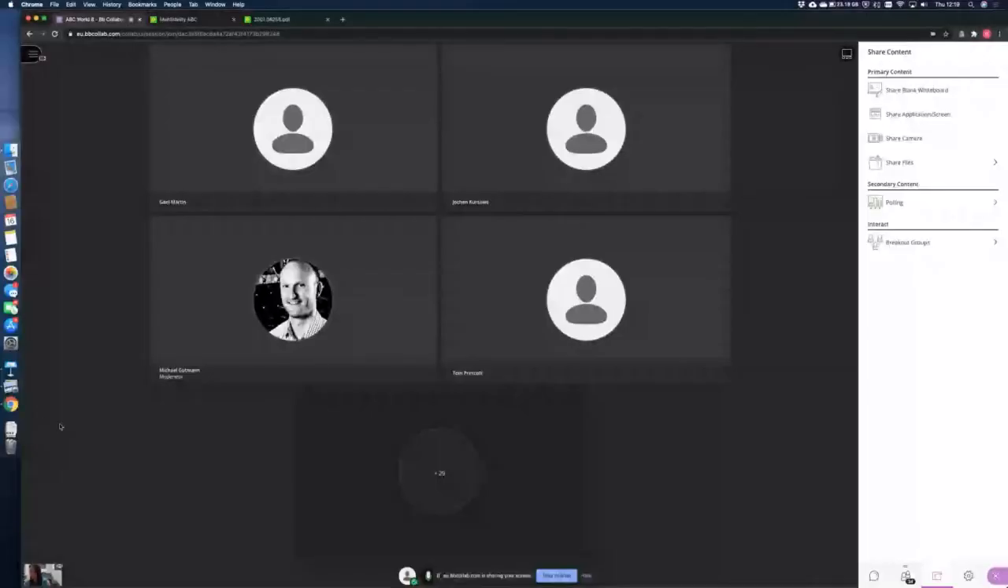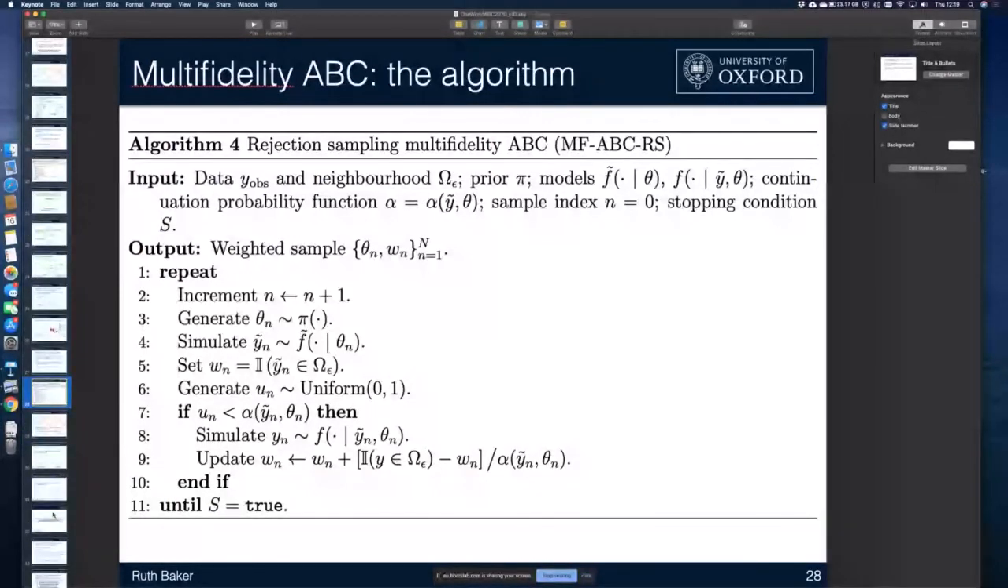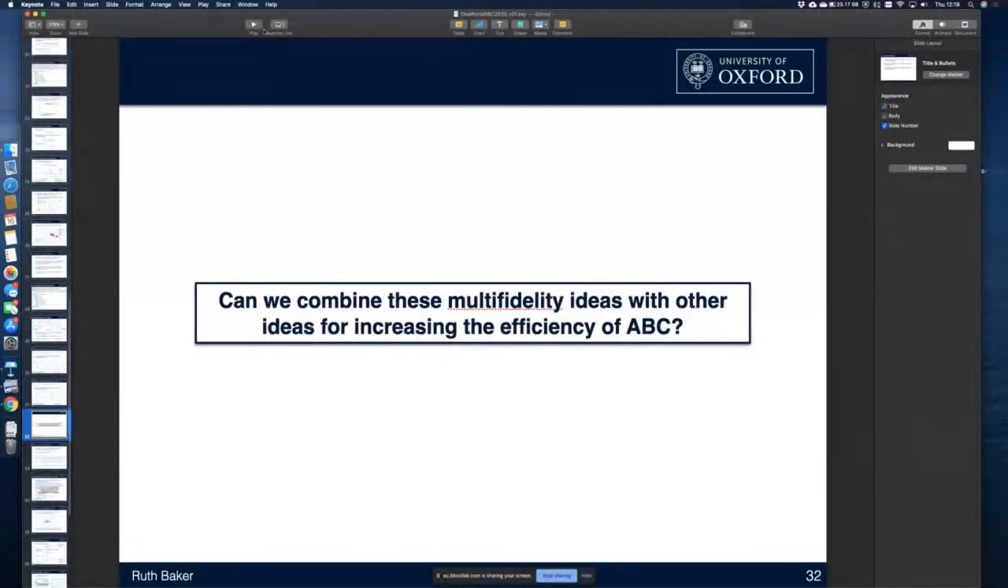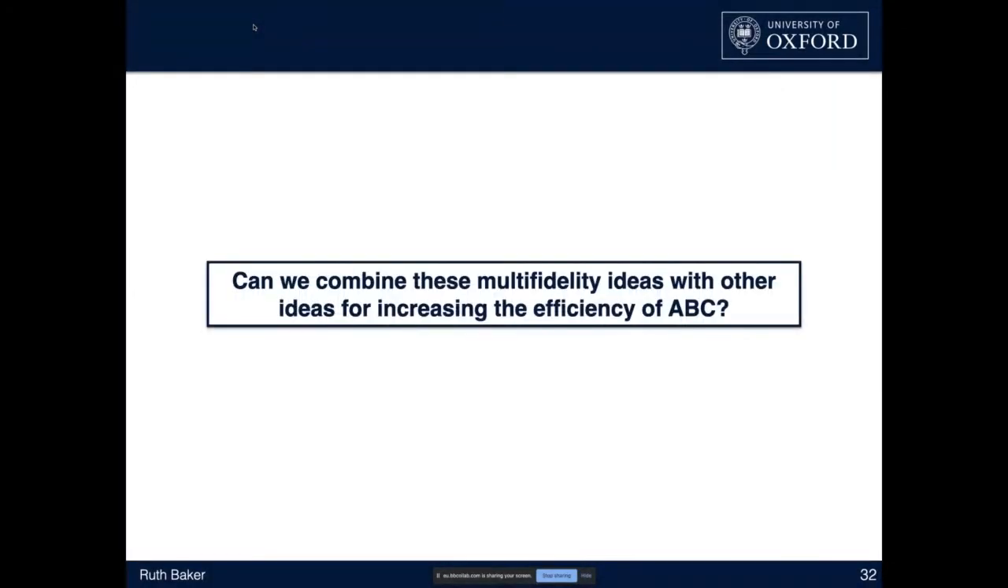All right. Maybe in the interest of time, I'll keep going, and I'll try to be fairly brief about the second bit. Okay. So the question that we had is very much, can you combine this idea of multi-fidelity with other ways to increase the efficiency of ABC? And I guess I already alluded to that in the context of being able to do this in an SMC context using sequential importance sampling.